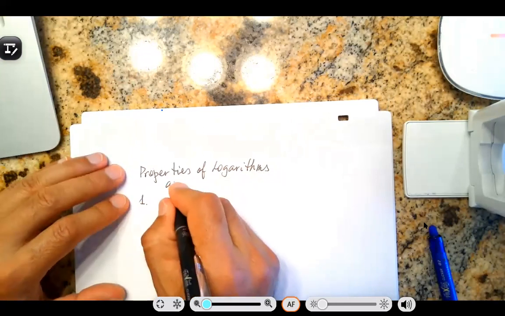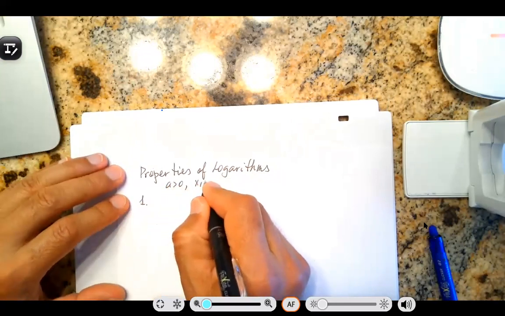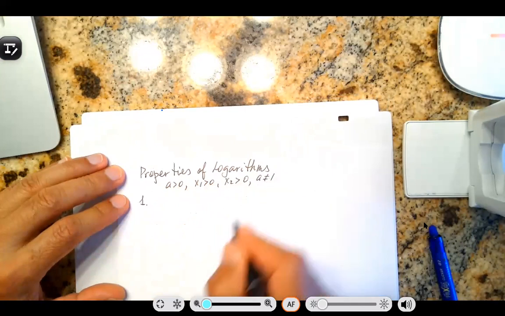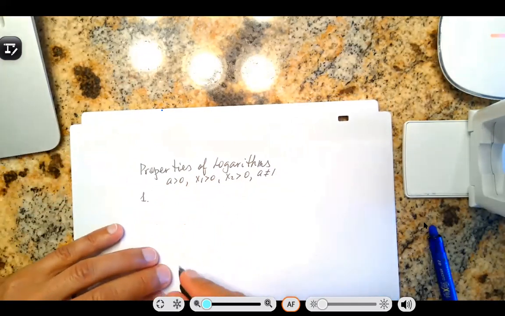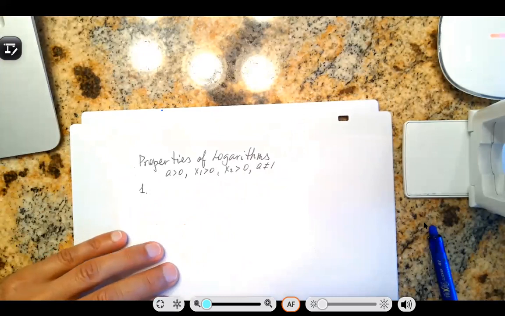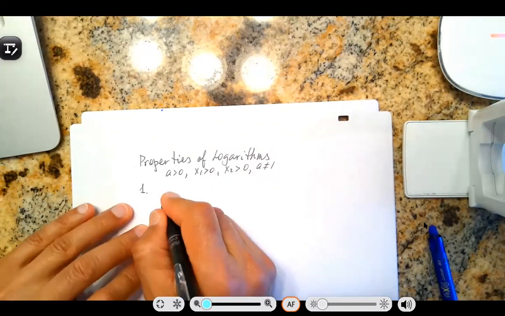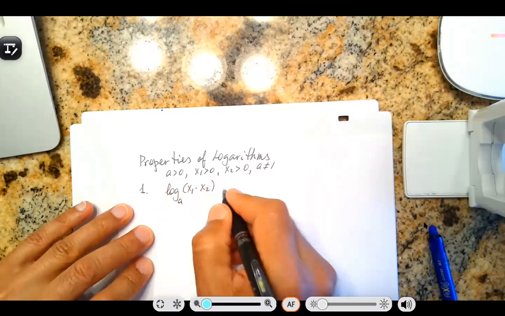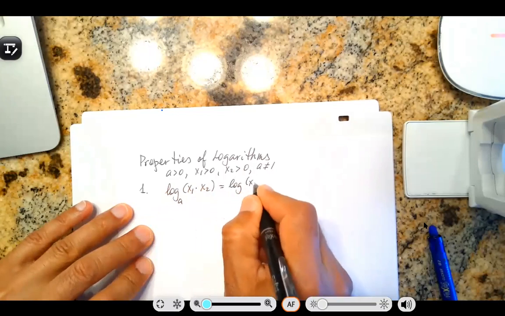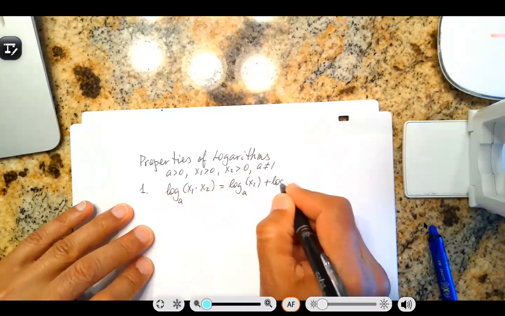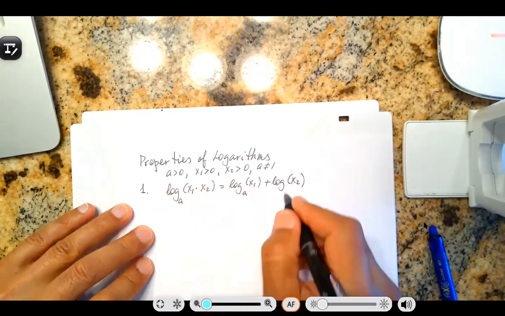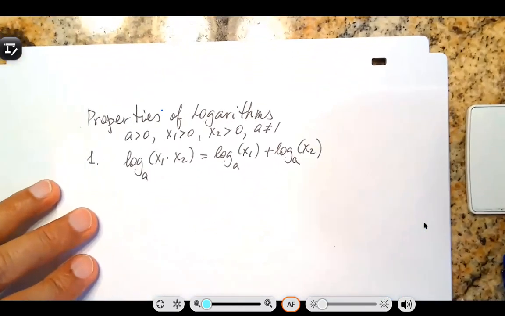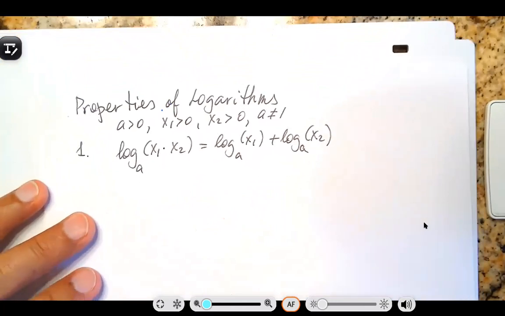So let's assume a is positive, x sub 1 is positive, x sub 2 is positive, and a does not equal 1. Then here are the properties. Logarithm of x sub 1 times x sub 2, base a, equals logarithm x sub 1 base a plus logarithm of x sub 2 base a.